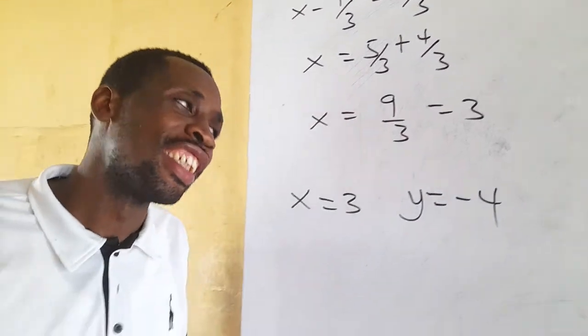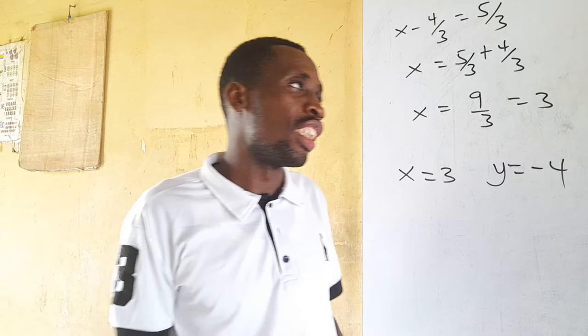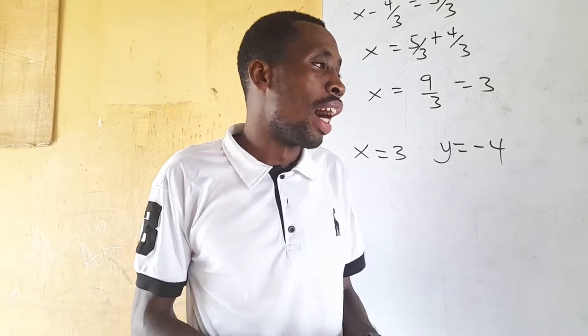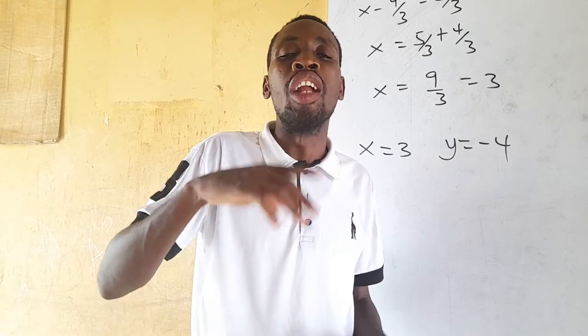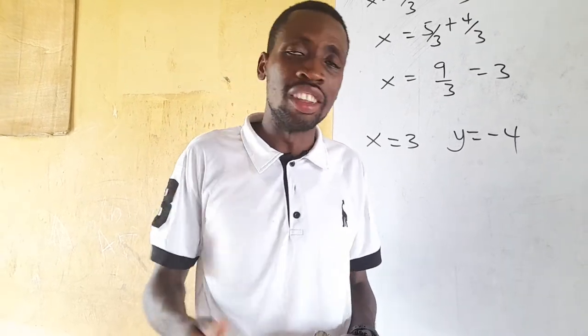I hope you get that. Very, very easy. So that's for 2 by 2, that's 2 unknowns. Now we'll take 3 unknown variables. A very interesting one.